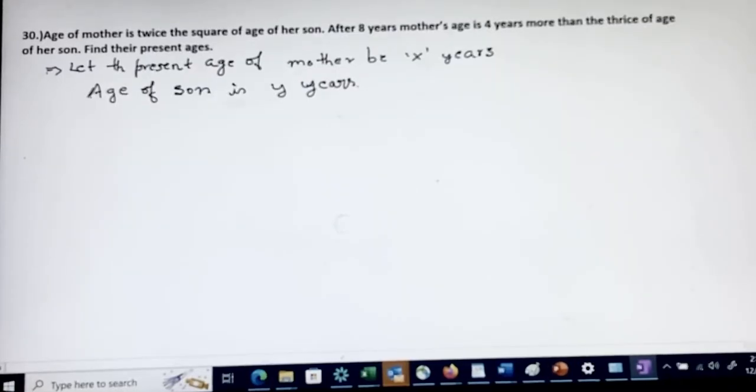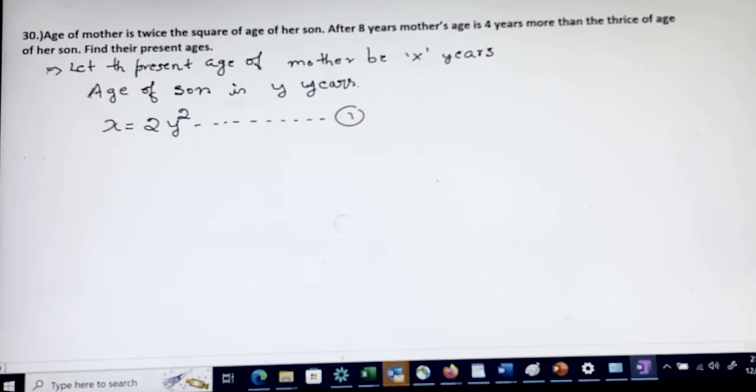Okay, this is present year. So how do you represent it in equation form? What they have asked: age of a mother is twice the square of age of her son. That means x, mother's age, is twice the square of the son's age. What is son's age now? y. So x, mother's age, is nothing but twice the square of the son's age. Okay, so we name this equation as 1.